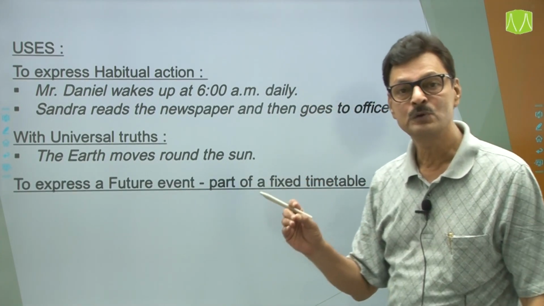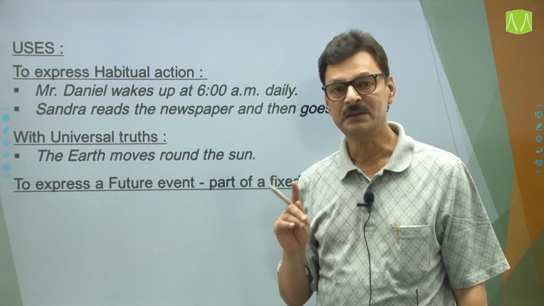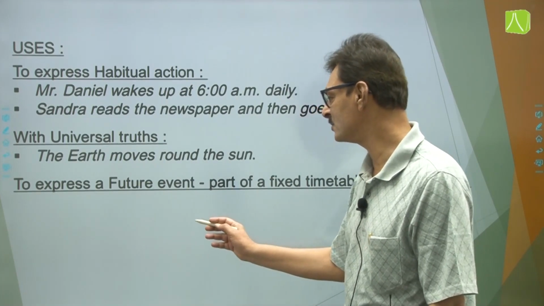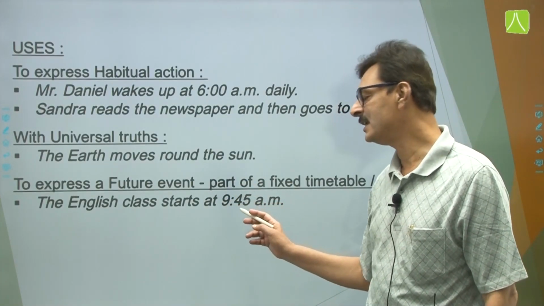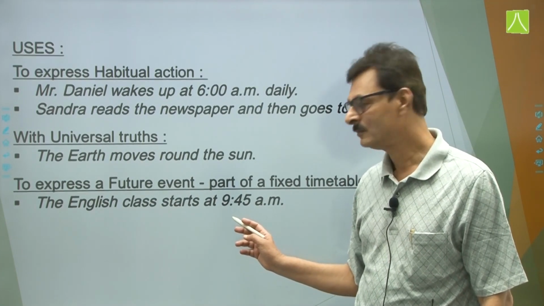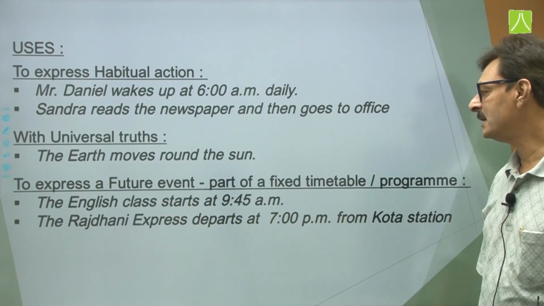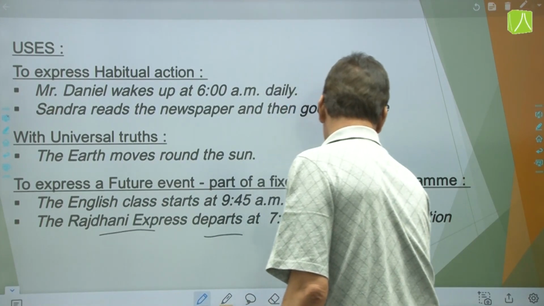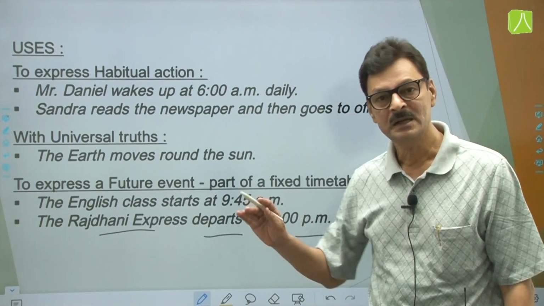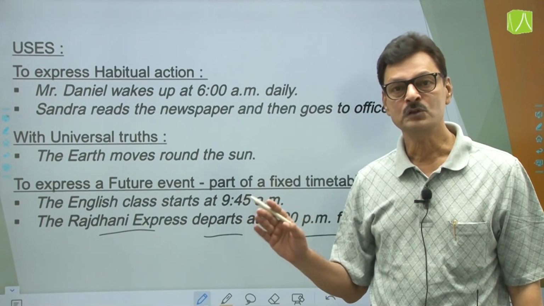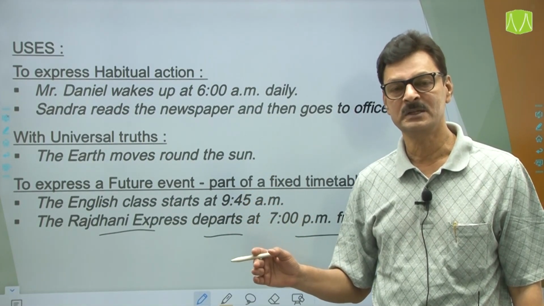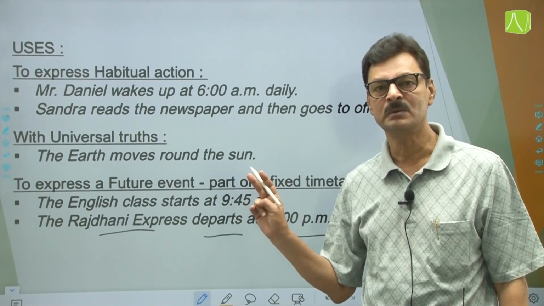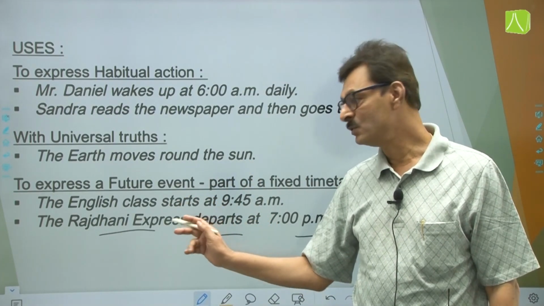And for future events also, if it is fixed, if it is decided, we can use present simple tense also. The English class starts at 9:45 AM. Or the other example, the Rajdhani Express departs, singular है train, departs at 7 PM from Kota. So भले अभी 7 नहीं बजे, we are talking something about the future time. रोज जाती है, कल भी जाएगी, आज शाम को भी जाएगी 7 बजे. So when the things are fixed, pre-decided or timetable is fixed, then we can use present simple tense to express that future event also.